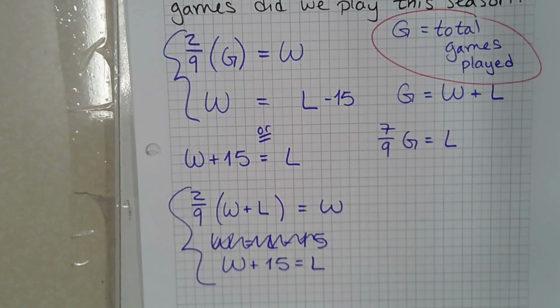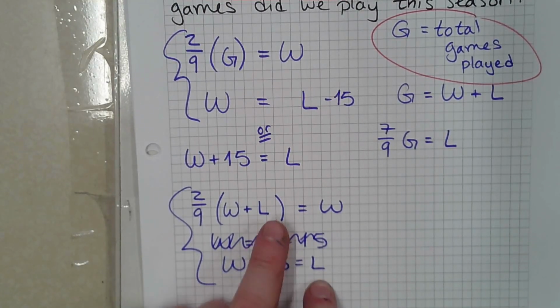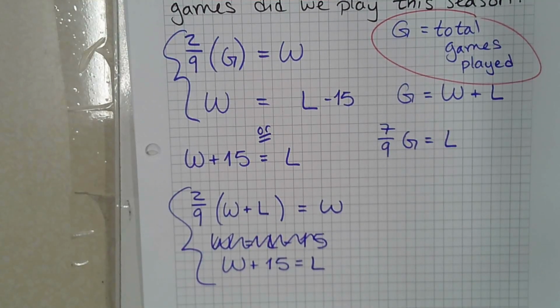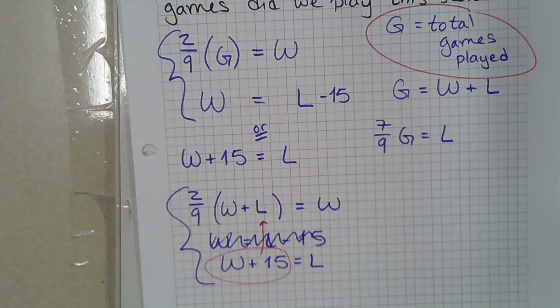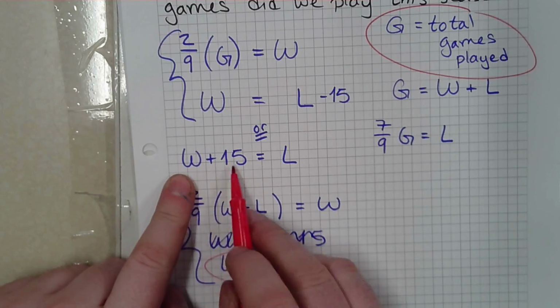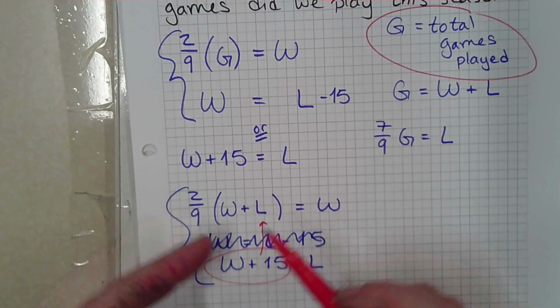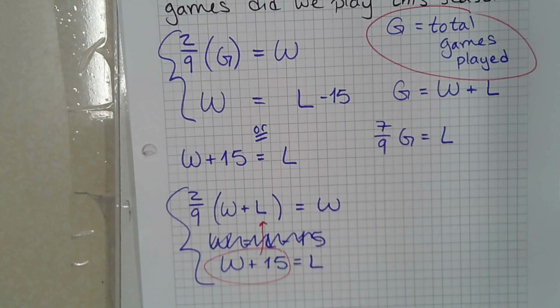And here's what I'm going to do. I'm actually going to take L, this L right here, and I'm going to replace it with all of this. I'm going to substitute all of this here for L. Because what that's going to do, it's going to put everything in terms of W. And then I can find how many wins we did. And once I know the number of wins, I can add 15 and get the losses. And then I can add those together and get the total number of games played.